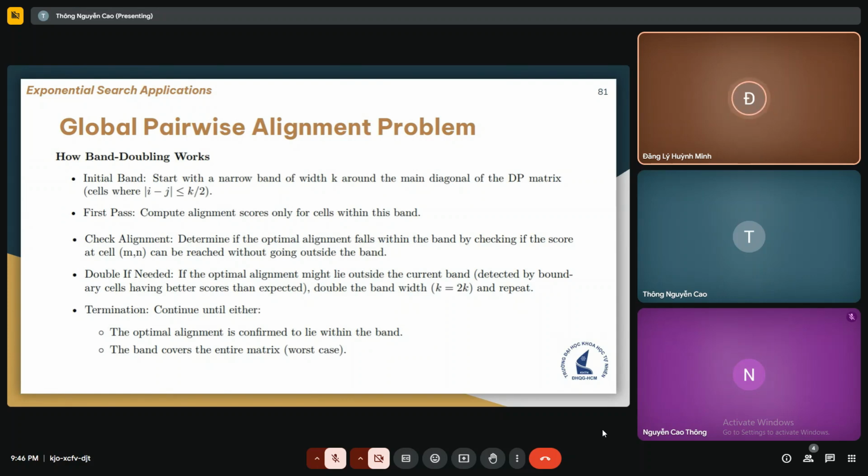We start with the initial band: a narrow band of width k around the main diagonal of the matrix. In the first pass, we compute the alignment score only for cells within this band. Then we check the alignment, determining if the optimal alignment falls within the band by checking if the score at cell (m, n) can be reached without going outside the band, and we double if needed. If the optimal alignment might lie outside the current band, detected by boundary cells having a better score than expected, we double the band and repeat. We terminate the function if the optimal alignment is confirmed to lie within the band or if the band covers the entire matrix.